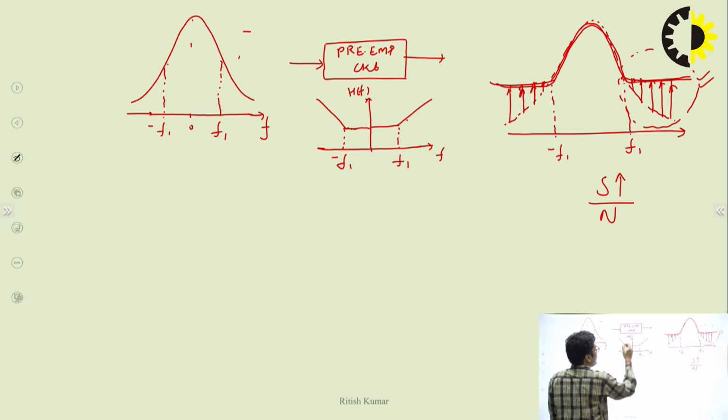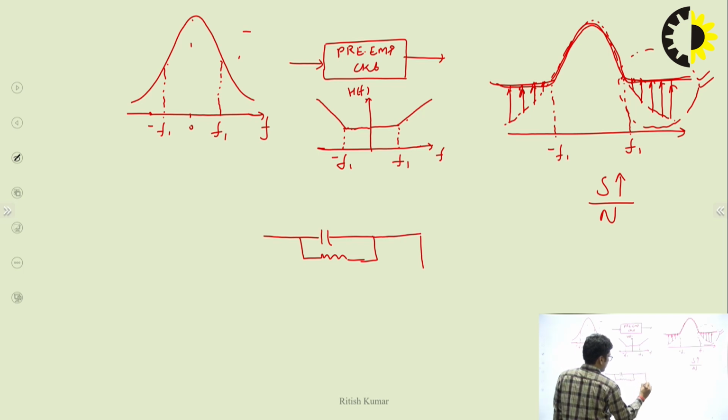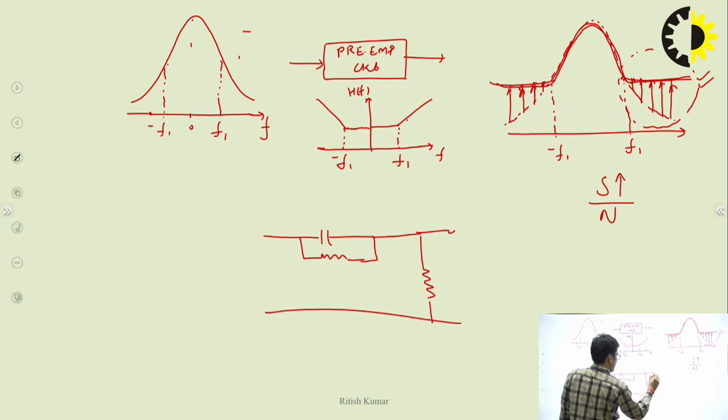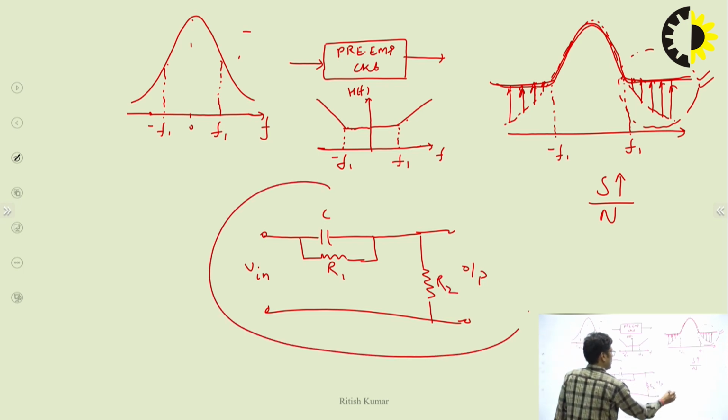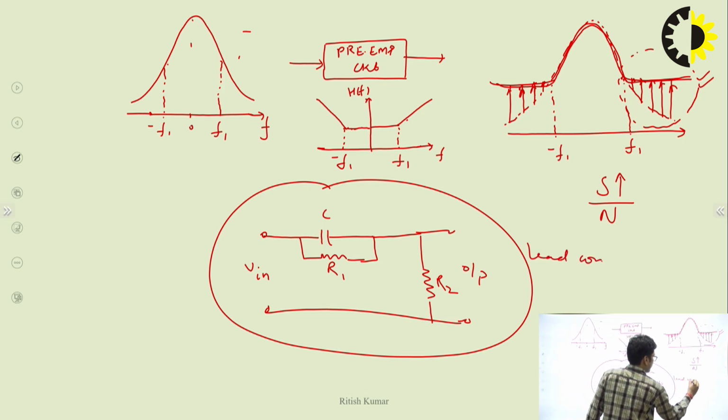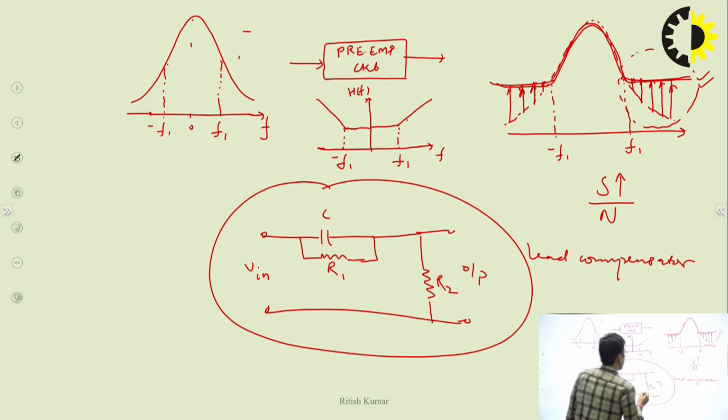So what should be the circuitry to have this kind of impulse response here? So this looks like a high pass filter, or we can say it is just like a lead compensator as well. So you can make the circuit as a lead compensator as well. This is output, this is gain, C, R, and R2. This is a lead compensator. So this circuit you can use to have this kind of frequency response.